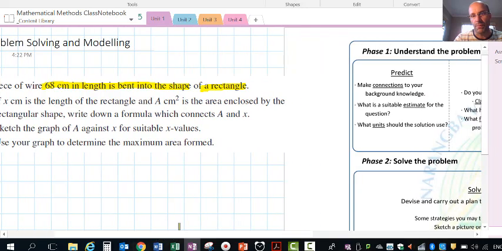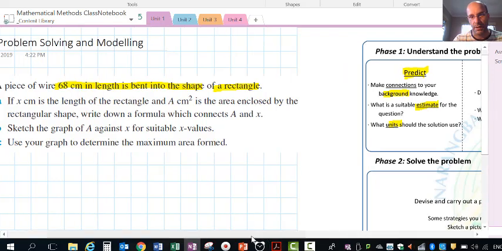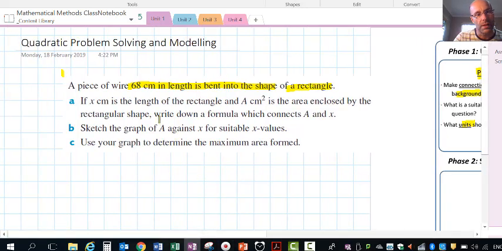So the first step would be make predictions and connect to your background knowledge. And can we estimate an answer? Maybe we can. And what units? What would we expect? Now predict, you can't get predict wrong. Predict is just to get you thinking in the right direction and get students engaged in the question.